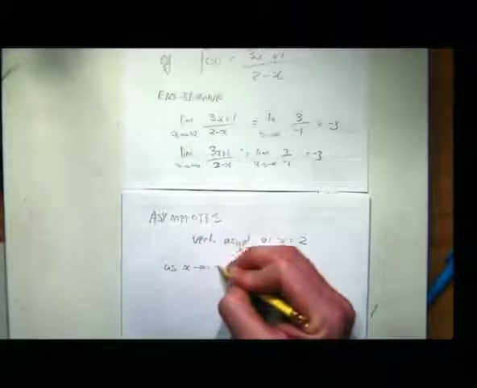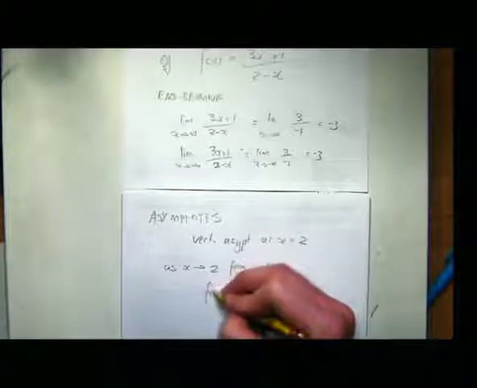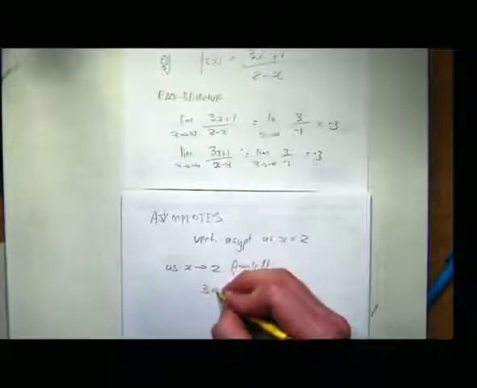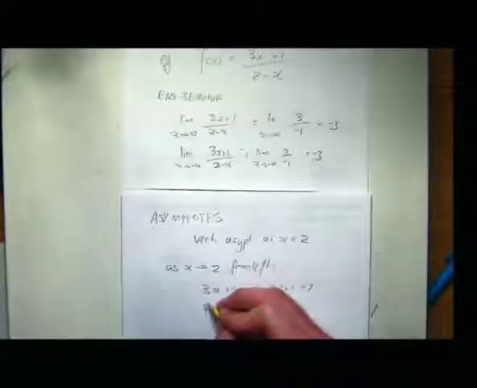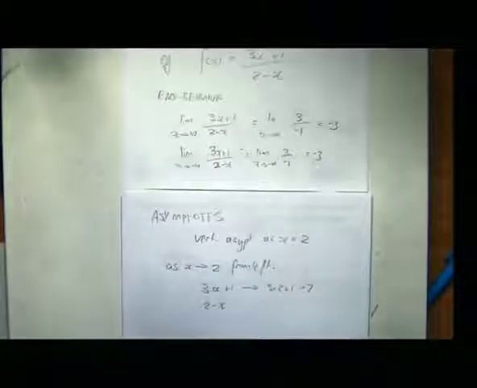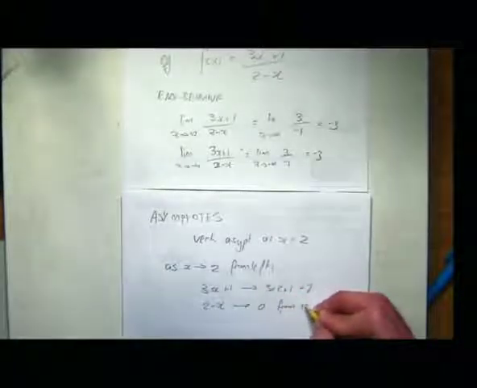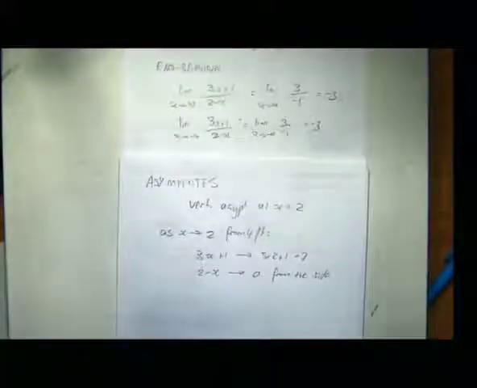As x approaches 2 from the left, the top of my function will be 3 times 2 plus 1, which is 7. The bottom will be 2 minus x. Okay, so just a second. X is coming towards 2 from the left, which means x is just a little bit less than 2, which means 2 minus x will be positive. So that was my reasoning. X is less than 2, 2 minus x must be positive.